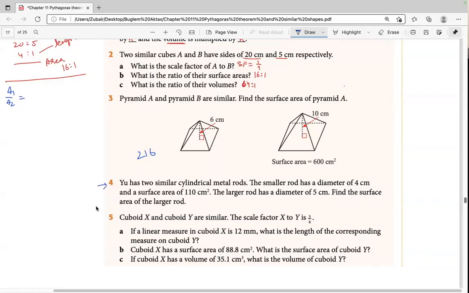Question 4. You has two similar cylindrical metal rods. The smaller rod has a diameter of 4, the surface area of 110. So basically we have length and area both. The larger rod has diameter 5. Find the surface area. So first pair is 4 and 110. Next pair is 5 and x.